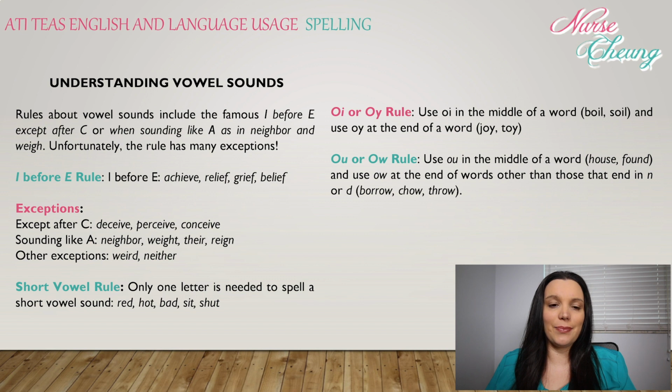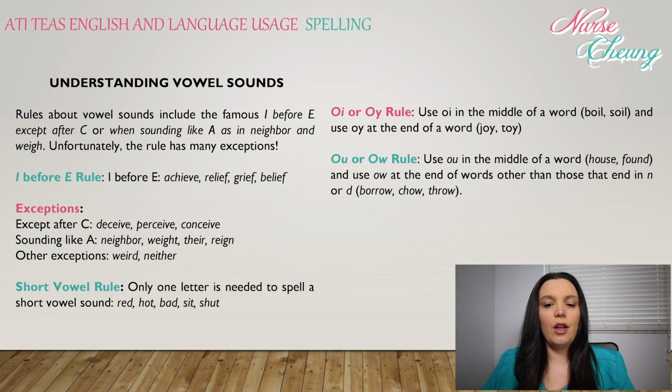Understanding vowel sounds. Rules about vowel sounds include the famous I before E except after C, or when sounding like A as in neighbor or way. Unfortunately, the rule has many exceptions. I before E rule: I before E is in achieve, relief, grief, and belief. Exceptions are except after C: deceive, perceive, conceive. Sounding like A: neighbor, weigh, there, rain. Other exceptions include weird and neither.